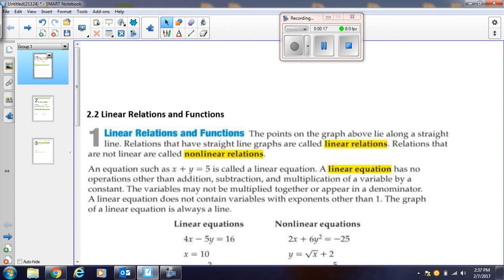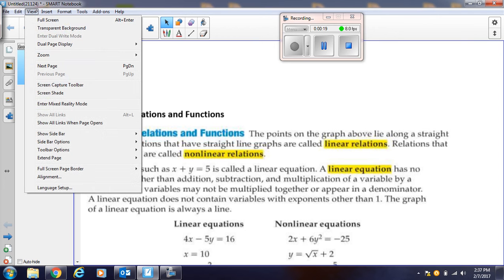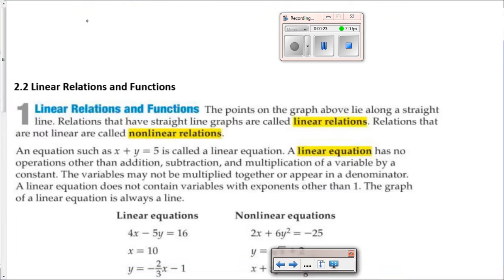Let me open up the right format here. Okay. So linear relations and functions. I'll start here with an equation such as x plus y equals 5. It's called a linear equation.